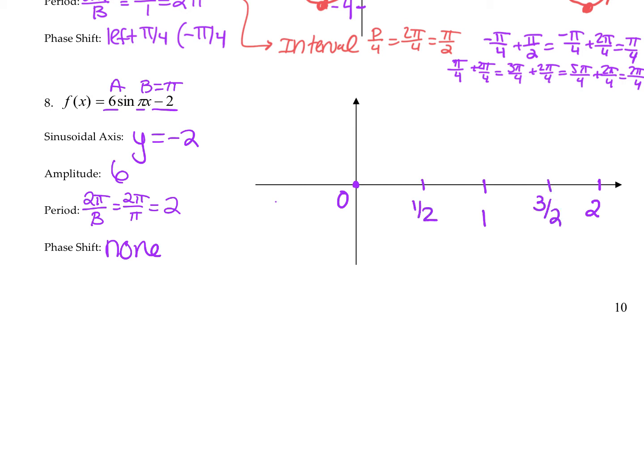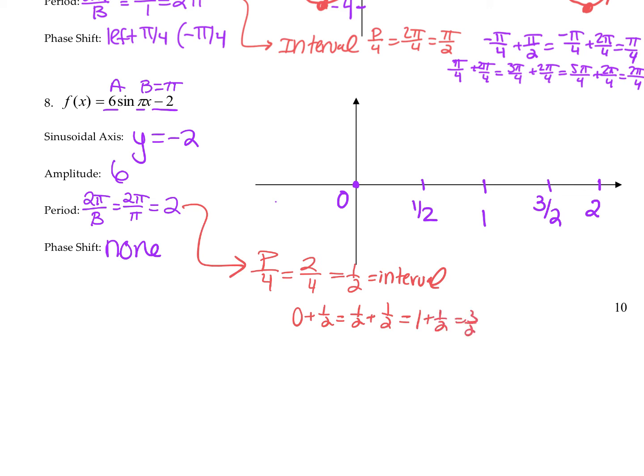Now, if you wanted to calculate the same way we did the last problem, I could take my period and divide it by 4. And that would give me my interval. So then I would do 0 plus 1/2, 1/2 plus 1/2, 1 plus 1/2, and 3/2 plus 1/2. And that would give me my critical points. So either way you want to look at it or calculate it is fine with me.